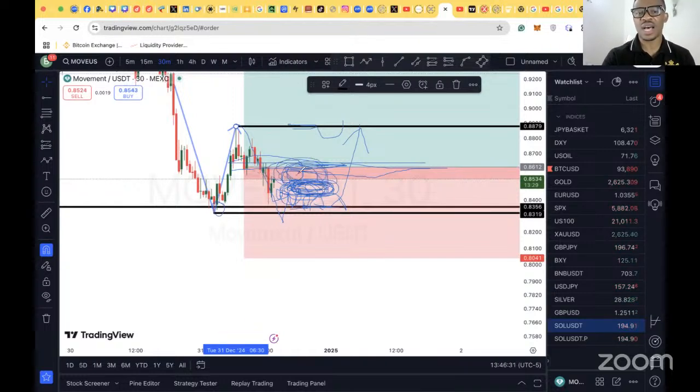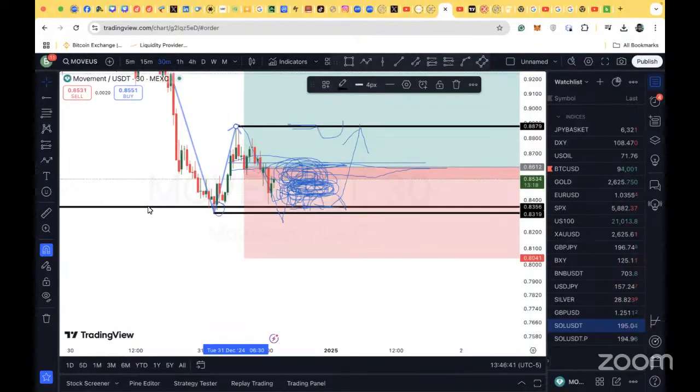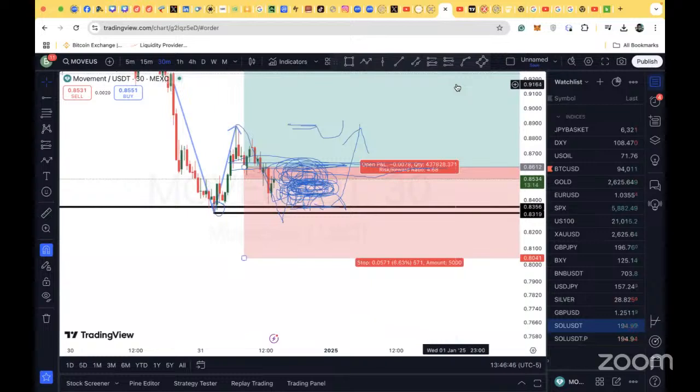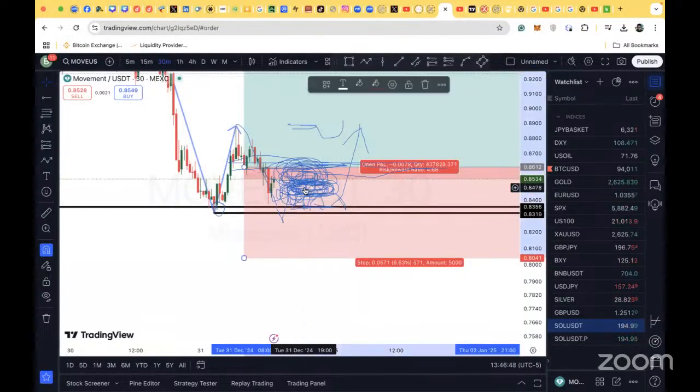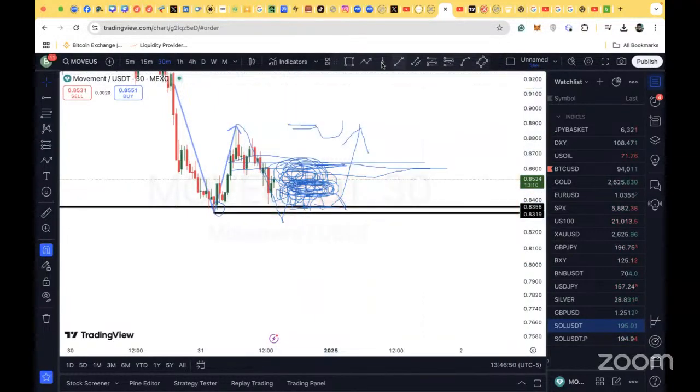All these areas are OTE. All these areas you see me circling are our OTE area. So anywhere we find our entry, that area to find our entry is called optimal trade entry. If you see your trade around that area, then it is a good trade entry area.